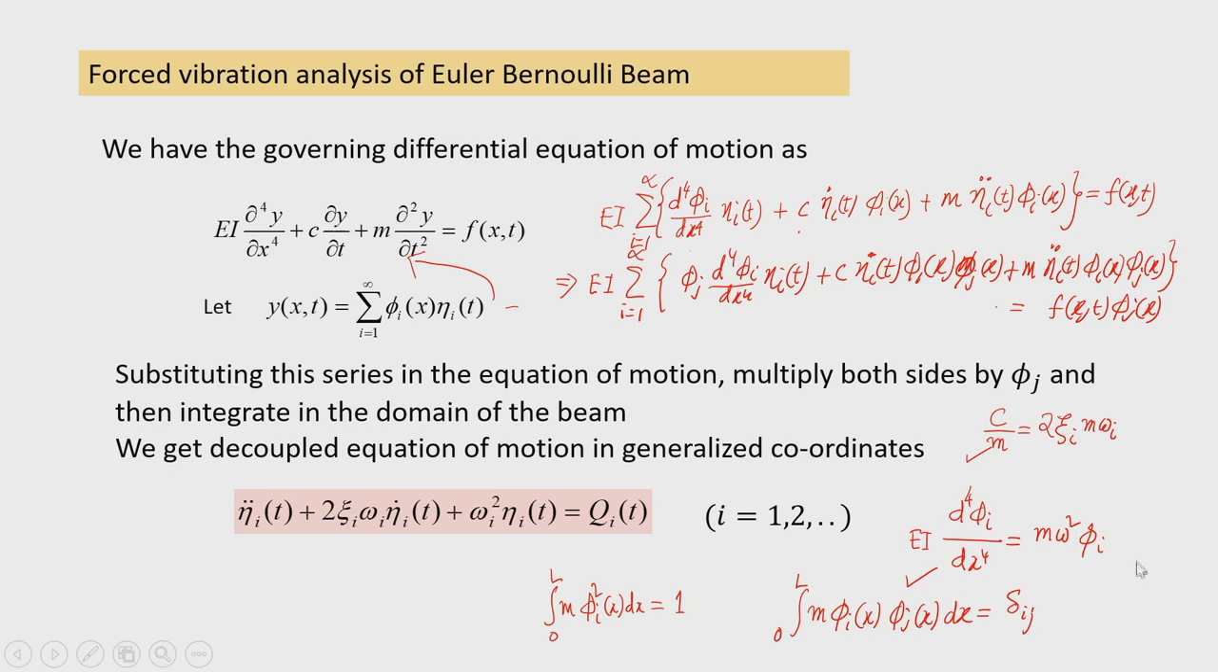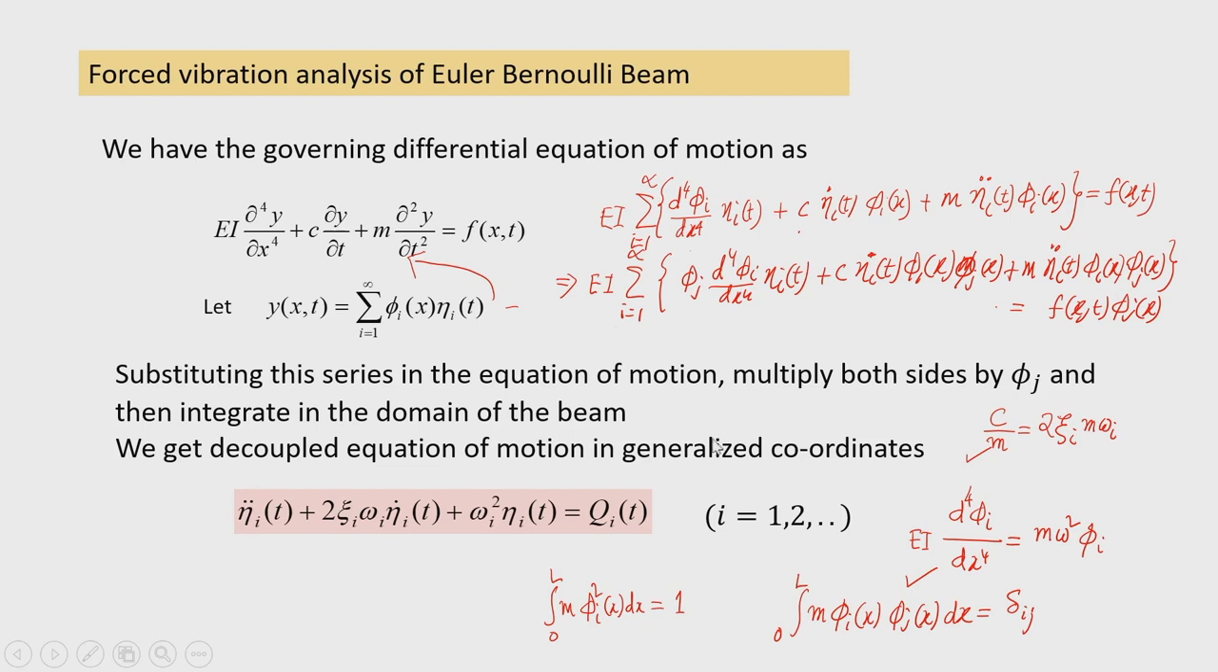How is this relationship coming? This relationship is coming on the assumption that free vibration is harmonic. So when I take the second derivative of this harmonic function, an omega square term will come, if the harmonic function is with the frequency omega. As a result of this, we are getting these terms, and we can utilize this here.